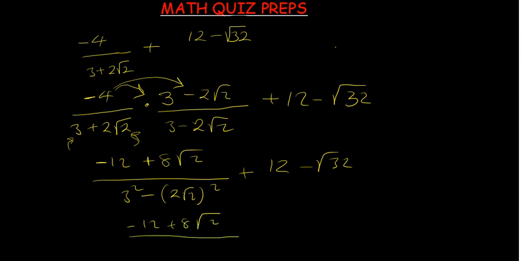divided by 9 minus. Now what is inside 2 root 2 squared? First we are going to get this 2, square it, that will give us a 4. And then the root 2 squared, that is a 2. Because the root and the squared will cancel out. Then we've got root 32. So we go on simplifying.